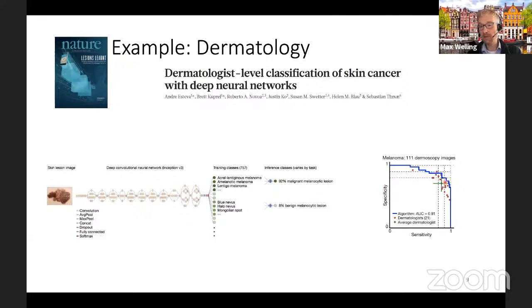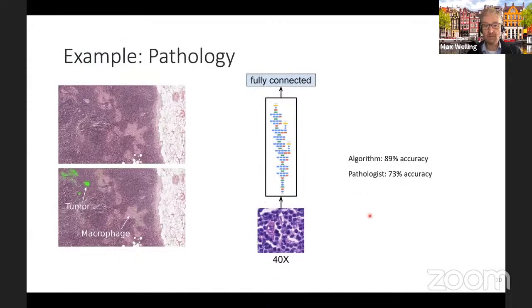Here, the blue line is the algorithm at various operating points, and the red dots are the actual dermatologists trying to do the same task. And you can see, and this is now very common, that these neural networks do better, or at least equally well, as the human expert. But of course, it's a very specialized task, and it's very good at this one very specialized task. So here's another one: pathology.